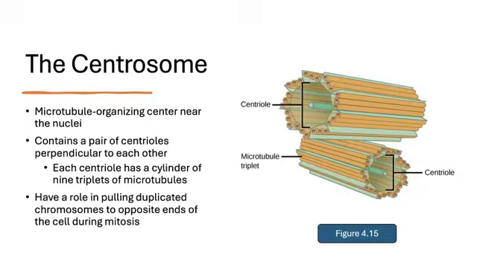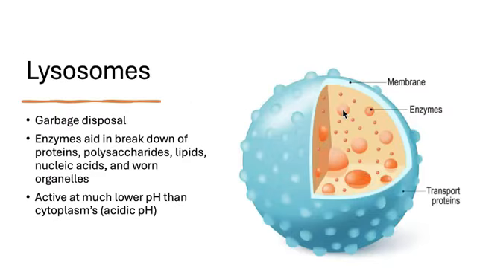And the complete function is actually not known, because if a cell has a centrosome removed, it can still divide, and plants don't have centrosomes and can still divide. And then we have our lysosomes. Like I said, we've got some digestive enzymes in here, so it really serves as a garbage disposal. And enzymes are going to aid in the breakdown of proteins, polysaccharides, lipids, nucleic acids, and worn organelles.